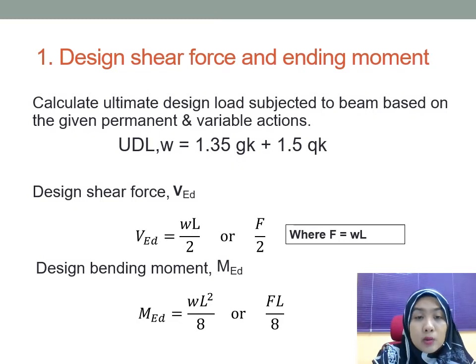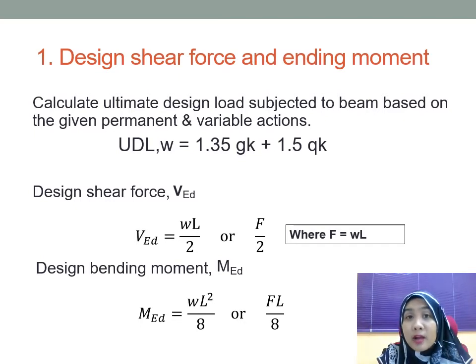So to calculate the design shear force and bending moment, the first thing you have to do is to calculate the ultimate design load subjected to the beam. Since we have permanent and variable action, the equation is actually similar to the one that you have done during concrete design, which is ultimate design load equals 1.35 GK plus 1.5 QK.